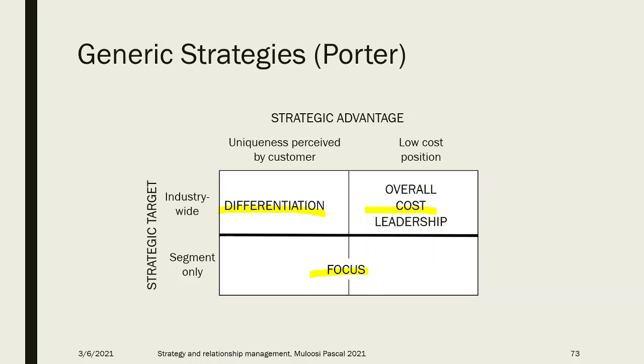Overall cost leadership. What do we mean by this? You as an organization, you want to get the product to the customer at the lowest cost possible. Differentiation, you're looking at having a unique product. You tailor it to the customer's requirements.